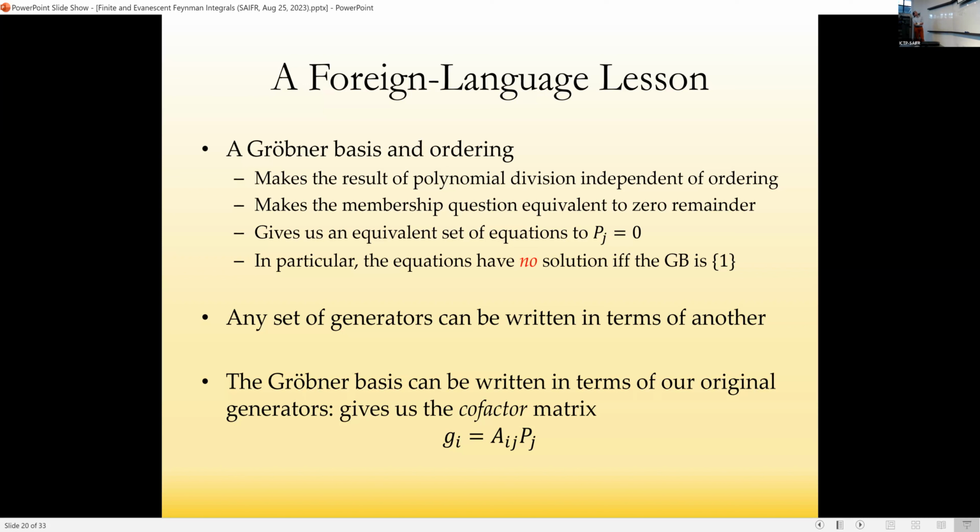So the utility of the Gröbner basis is that it makes the polynomial division actually independent of the order. And you can then just divide in a more naive way by elements of the Gröbner basis. It doesn't really matter which order you do that. And if after finishing that division you get a zero remainder, that's equivalent to the question of ideal membership. In other words, can you actually write a given polynomial Q as a weighted sum by polynomials of the elements of the ideal? Now, any set of generators can be written in terms of another, so you get something called the cofactor matrix, which won't really matter for us today.